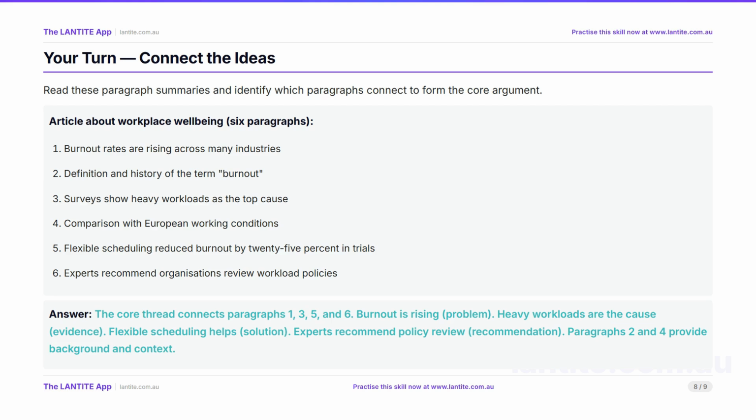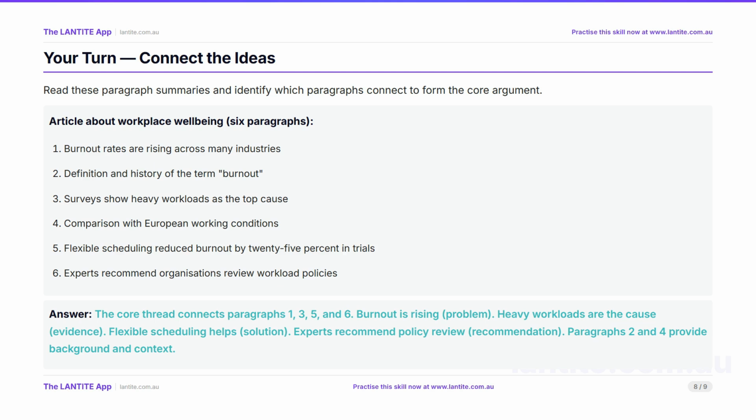Now your turn. Here is a 6-paragraph article about workplace well-being. Paragraph 1 says burnout rates are rising. Paragraph 2 defines burnout. Paragraph 3 says surveys show heavy workloads as the top cause. Paragraph 4 compares European working conditions. Paragraph 5 says flexible scheduling reduced burnout by 25% in trials. And paragraph 6 says experts recommend reviewing workload policies. Which paragraphs connect to form the core argument?